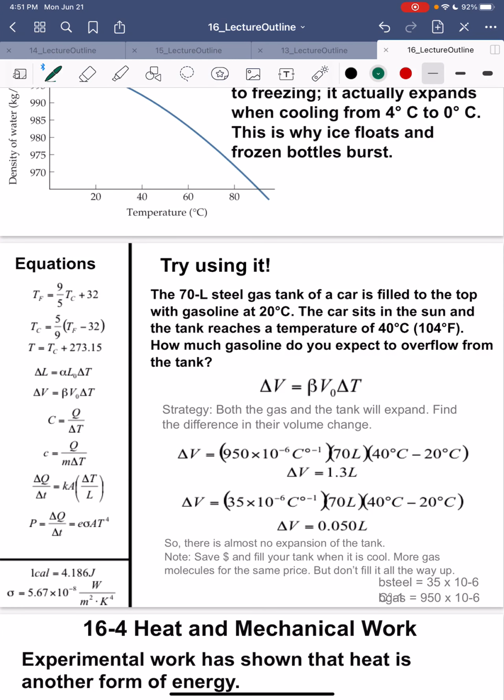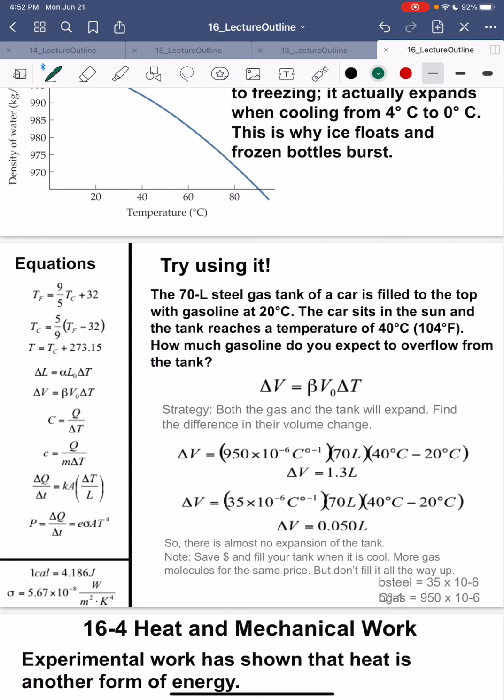The 70-liter steel gas tank of a car is filled to the top with gasoline at 20 degrees Celsius. The car sits in the sun and the tank reaches a temperature of 40 degrees Celsius. How much gasoline do you expect to overflow from the tank? Here we use delta V equals beta V0 times delta T. Now here we have two expansions, one for the gas and the other for the tank. Then we will calculate delta V first.